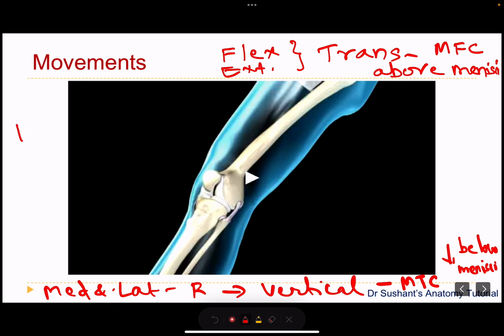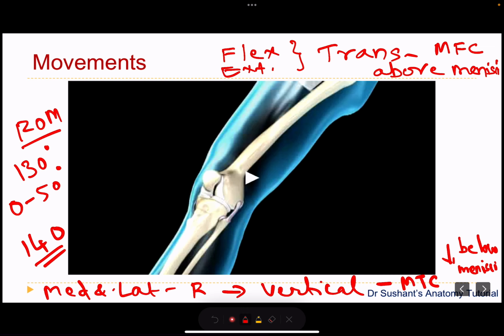Now the range of movement of flexion is 130 degrees, and the range of motion of extension is about 0 to 50 degrees. So there is more range of flexion than extension. With the hip flexed, the range of motion is more. It is about 140 degrees. So this is the movement.